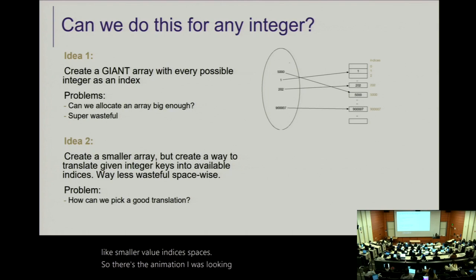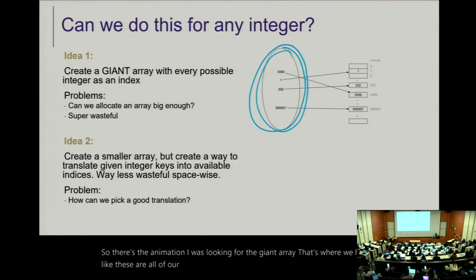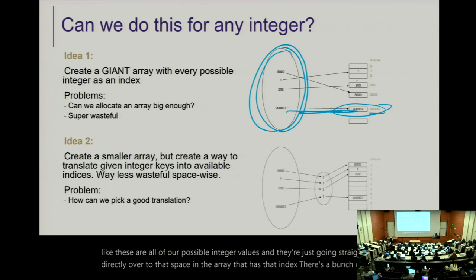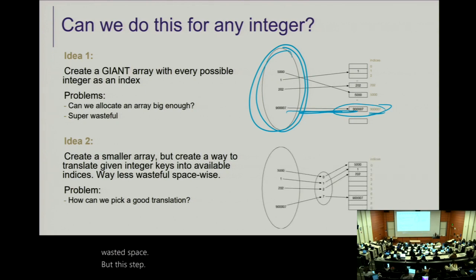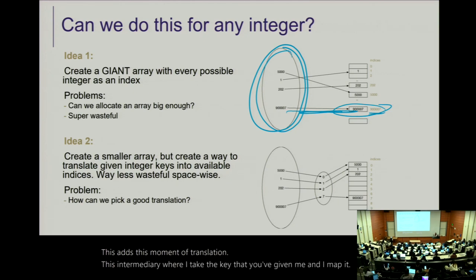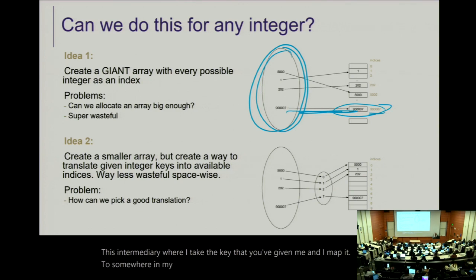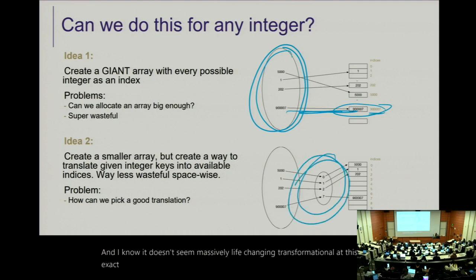So there's the animation I was looking for. The giant array, that's where we had all of our possible integer values, and they're going straight directly over to that space in the array that has that index. So there's a bunch of wasted space. But this step adds this moment of translation, this intermediary where I take the key that you've given me and I map it to somewhere in my array that I know will actually fit. And I know it doesn't seem massively, life-changingly transformational at this exact moment, but this here, that's it, y'all. That is the hash.